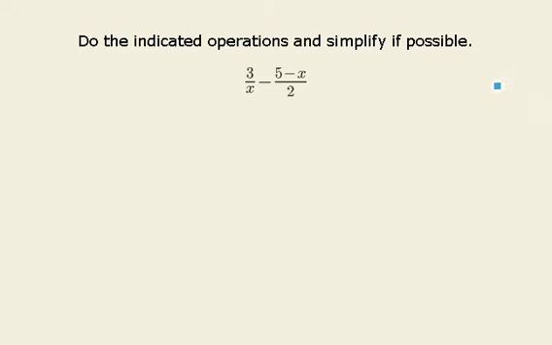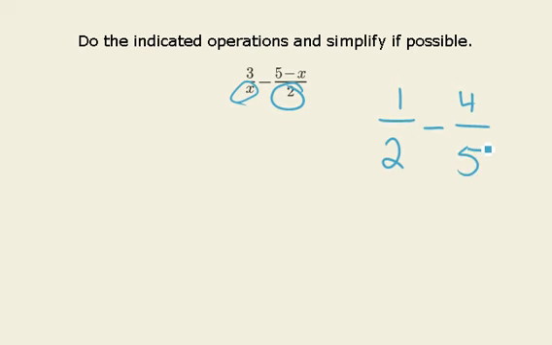Do the indicated operations and simplify if possible. Here we have two rational expressions that we'd like to subtract, and they have different denominators, right? We have an x there and a 2 there. If we want to subtract things with different denominators, say 1/2 minus, say, 4/5.